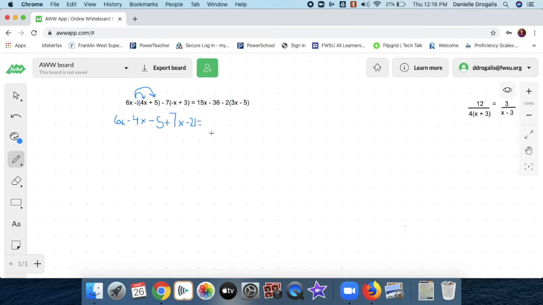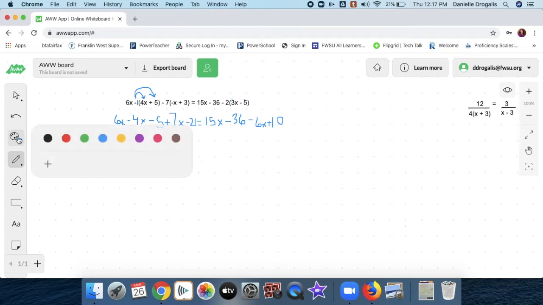All right, looking good. Now let's clean up the right. That 15x will come down unchanged. We've done nothing with it. Certainly that is true for the negative 36. And now we've got to distribute negative 2 into this quantity. So we should generate a negative 6x and a positive 10. Excellent. Okay, we'll do a quick scan to make sure we did not leave out any variables where they should be. Everything looks accounted for, looking good.